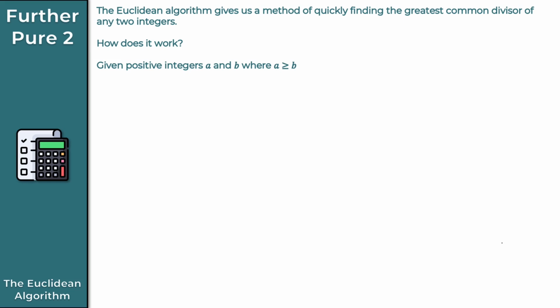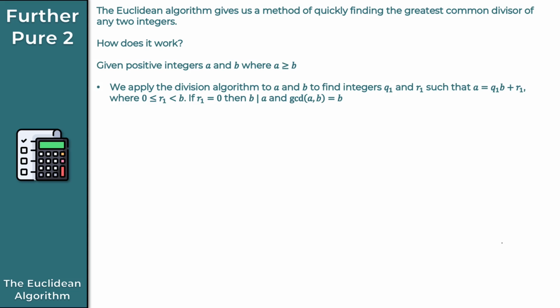Well, if we're given positive integers a and b where a is greater than or equal to b, then for the first step, we apply the division algorithm to a and b to find integers q1 and r1, such that a is equal to q1 b plus r1, where r1 is between 0 and b. And if r1 is equal to 0, then b divides a, and the greatest common divisor of a and b is equal to b. At that point, the Euclidean algorithm would be complete.